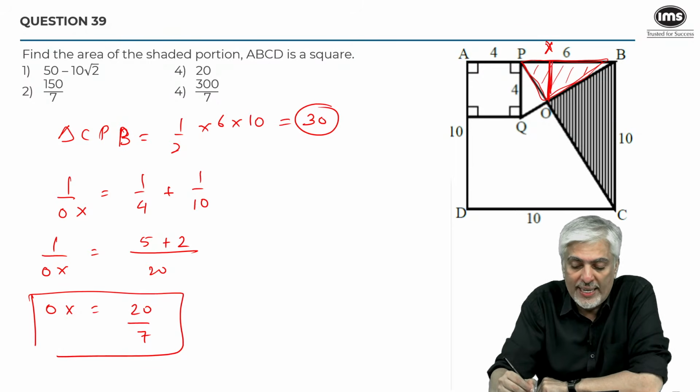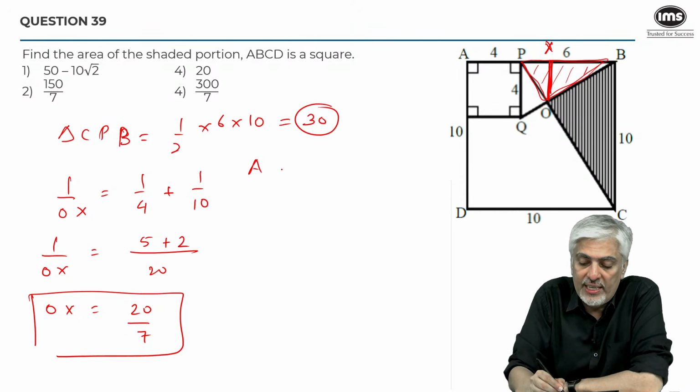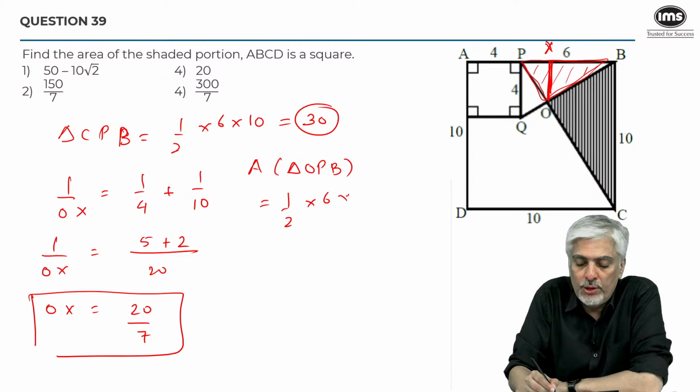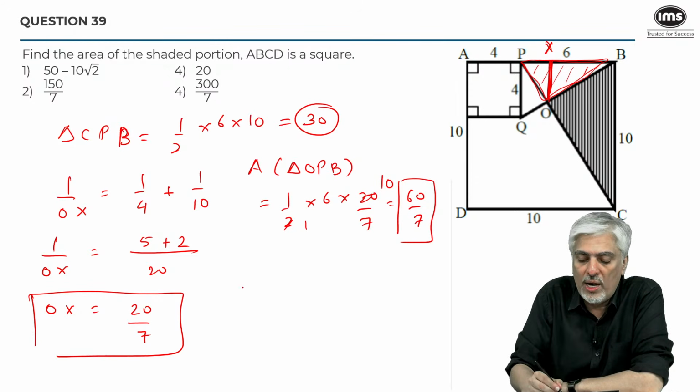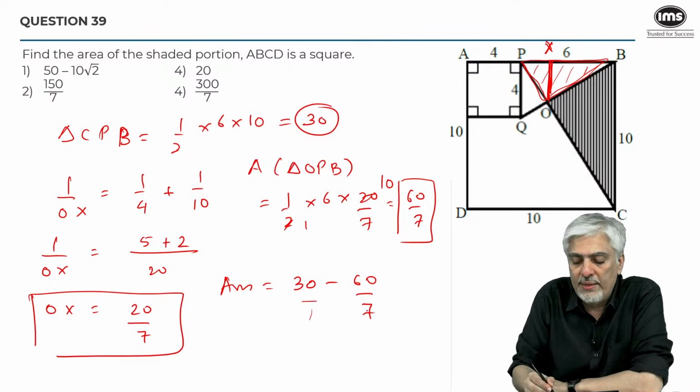Once we got OX, find area of triangle OPB. Half into 6 into 20 by 7. 2 ones are 2, 2 tens are 20, which is 60 by 7. And subtract. So our answer is 30 minus 60 by 7. 210 minus 60, 150 by 7.